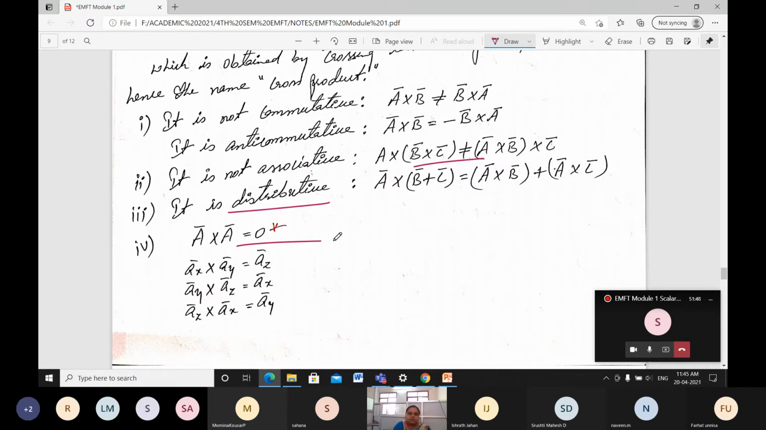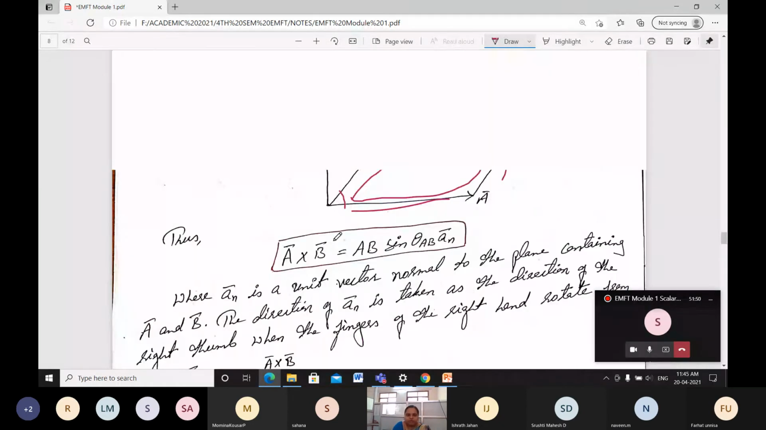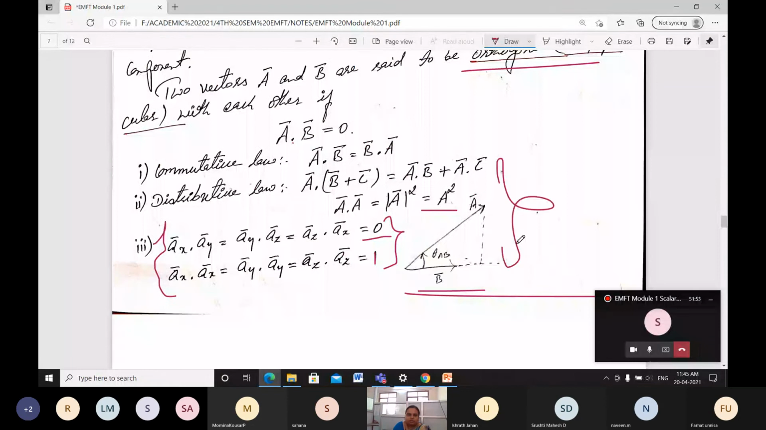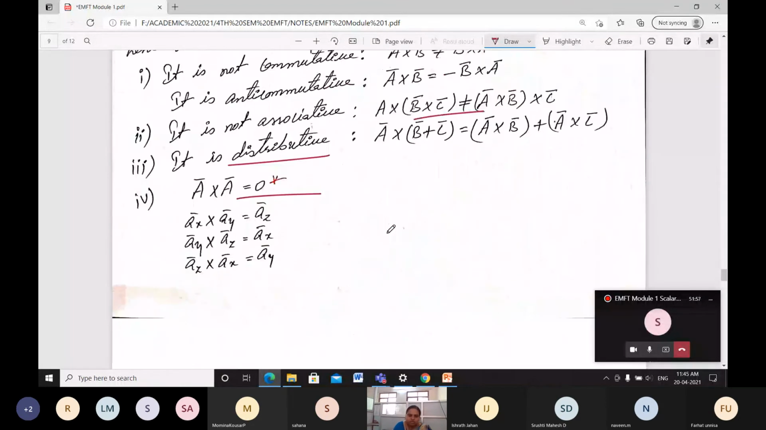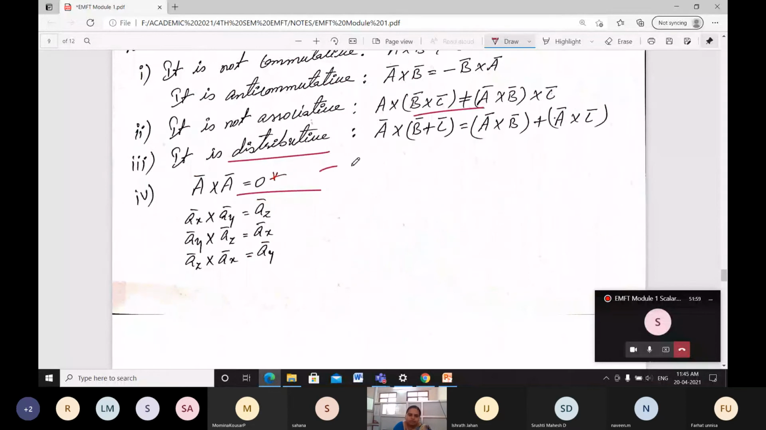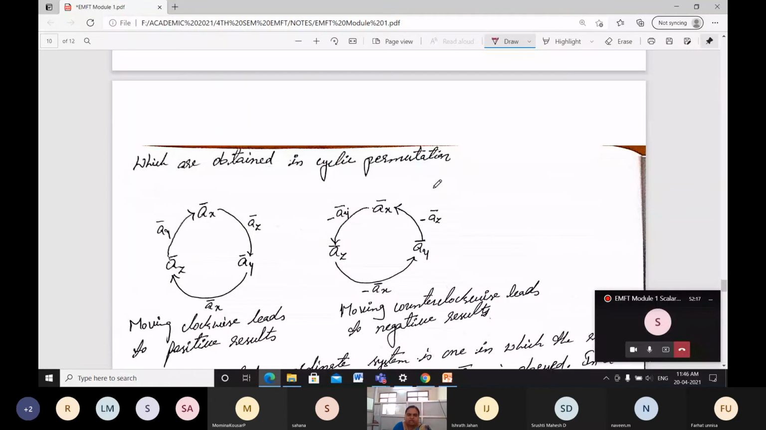You have to remember these parameters and equations, so it will be easy when you solve problems. Along with those, remember these extra points: ax cross ay is az, ay cross az is ax, and az cross ax is ay. How to get this? Here it is a cyclic permutation.